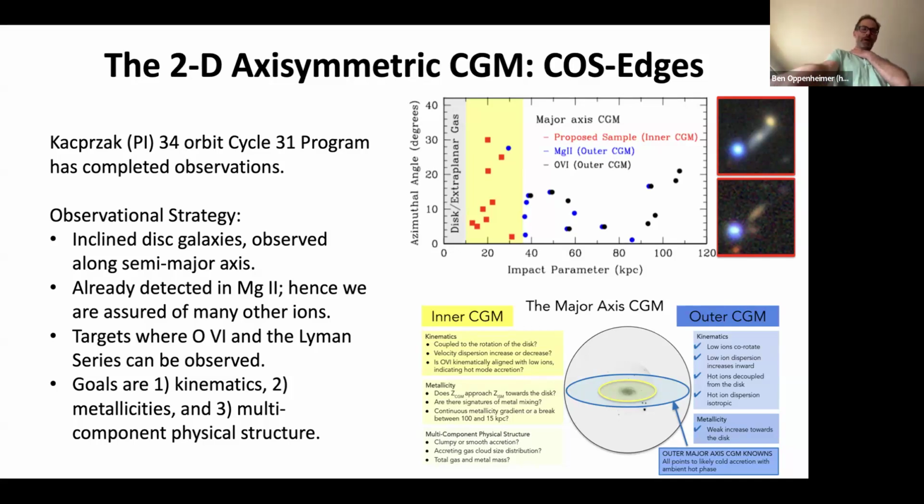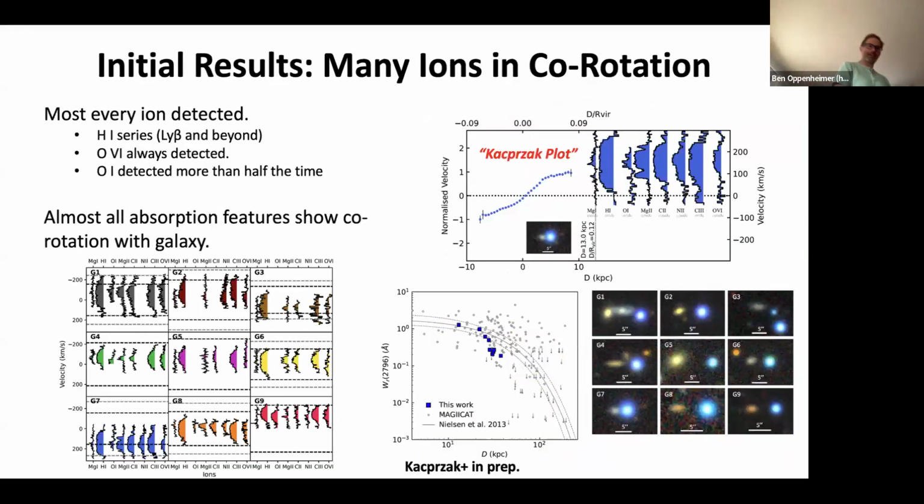The bottom right is a little bit technical. That is something from what we call the major axis CGM survey. These have already been detected in magnesium 2, but we want to get more ions, including oxygen 6 and the Lyman series. The average redshift is 0.2. The goals are to understand the kinematics in multiple ions, derive metallicities, and really delve into the multi-component physical structure.